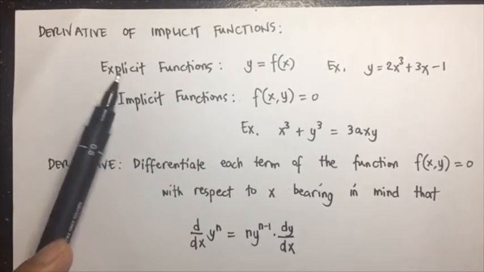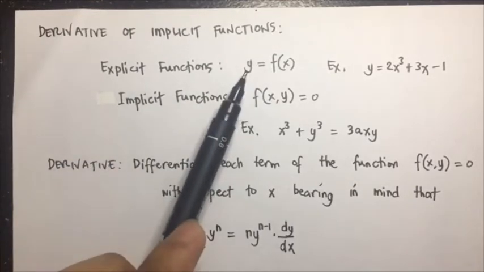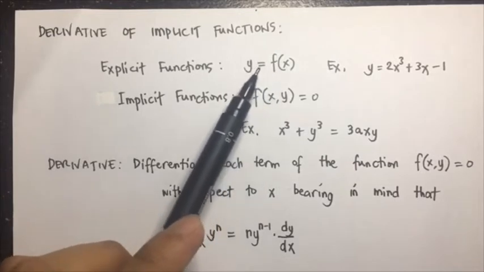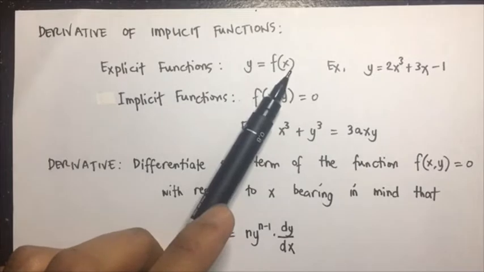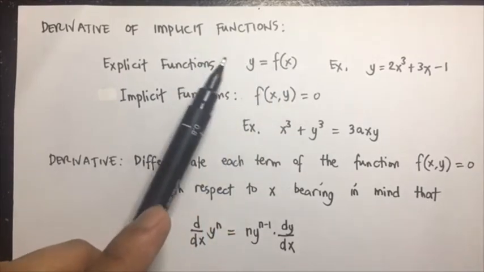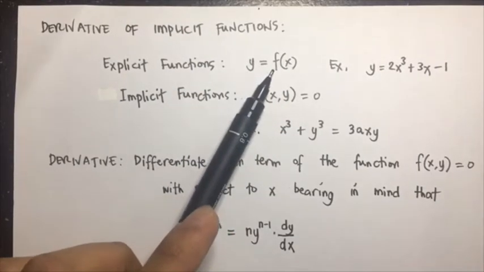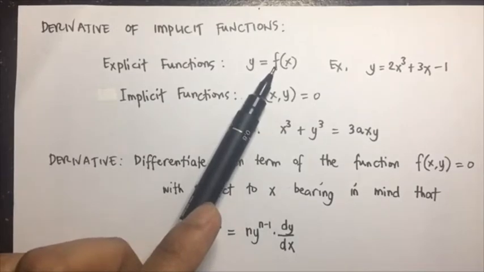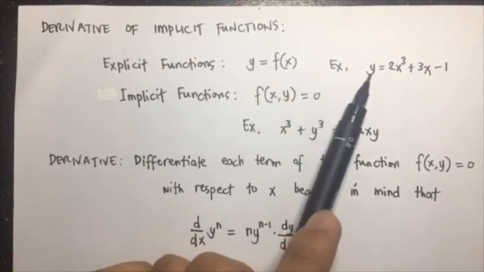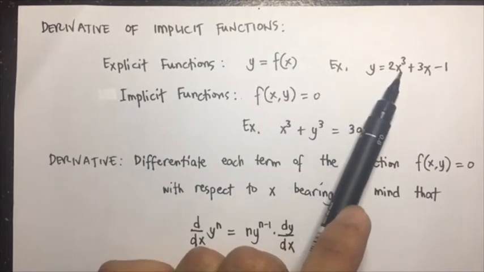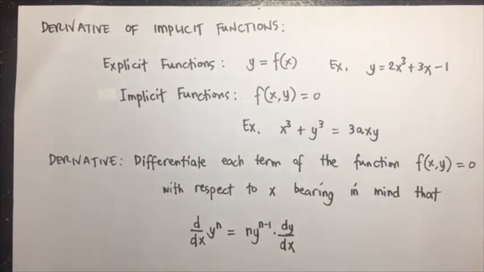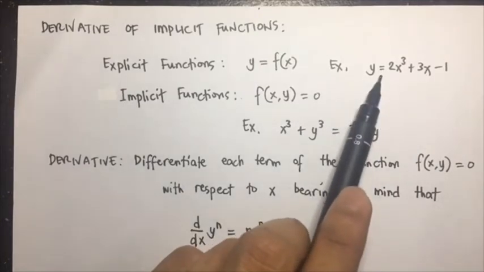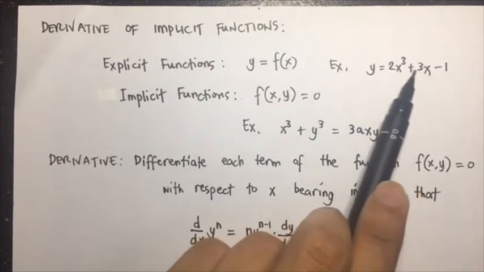It's called an explicit function because y is explicitly defined in terms of x. Meaning on one side of the equation it's only y, and on the other side of the equation it's only x. So say for example, we have here y is equal to 2x cubed plus 3x minus 1. That is an example of an explicit function because y is clearly defined in terms of x.